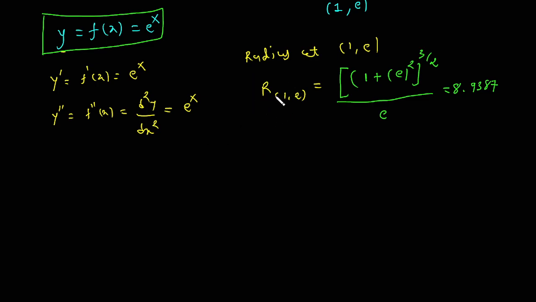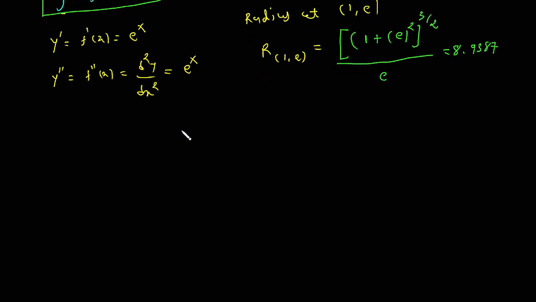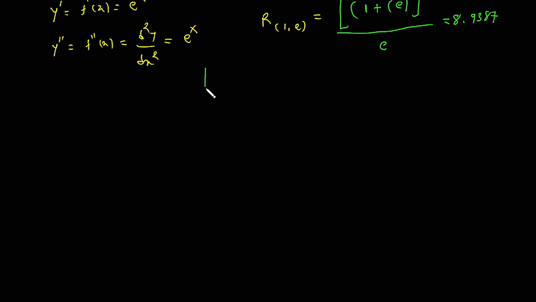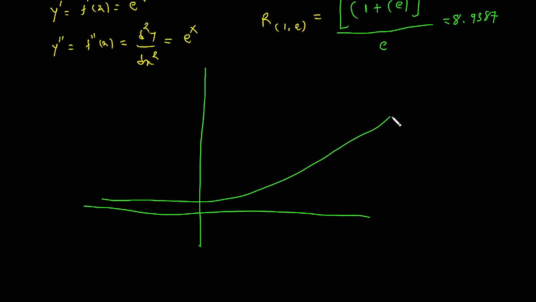So to do so, we first have to plot this function roughly. Let me draw it here. My function is exponential, so we know it is increasing like this. Let's suppose here I have the x-axis, and here it is y. Suppose I have 1 here. This is the corresponding point, 1 comma e. This is the point at which we found this radius, which is 8.9387.